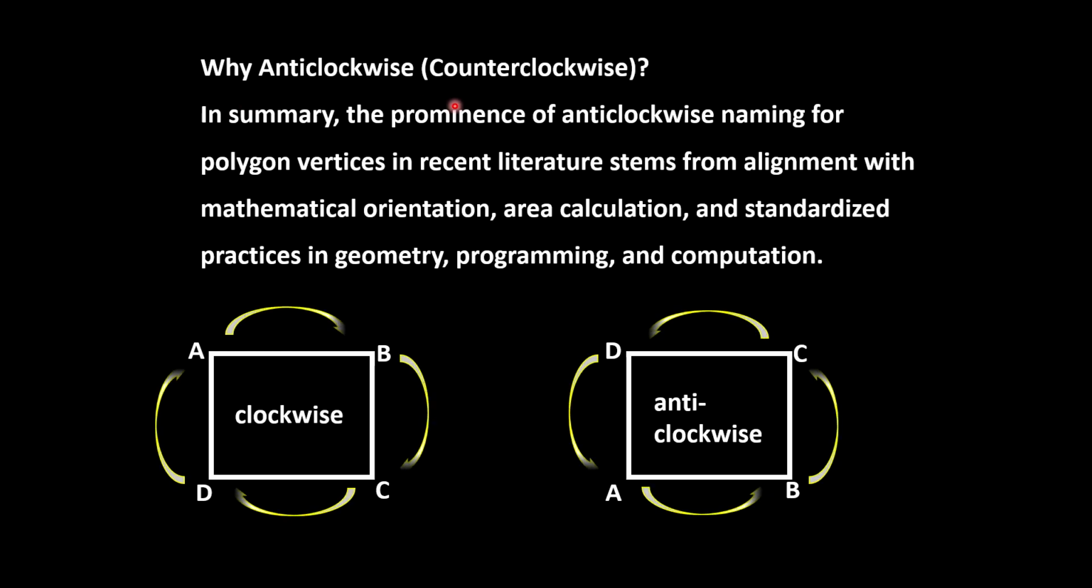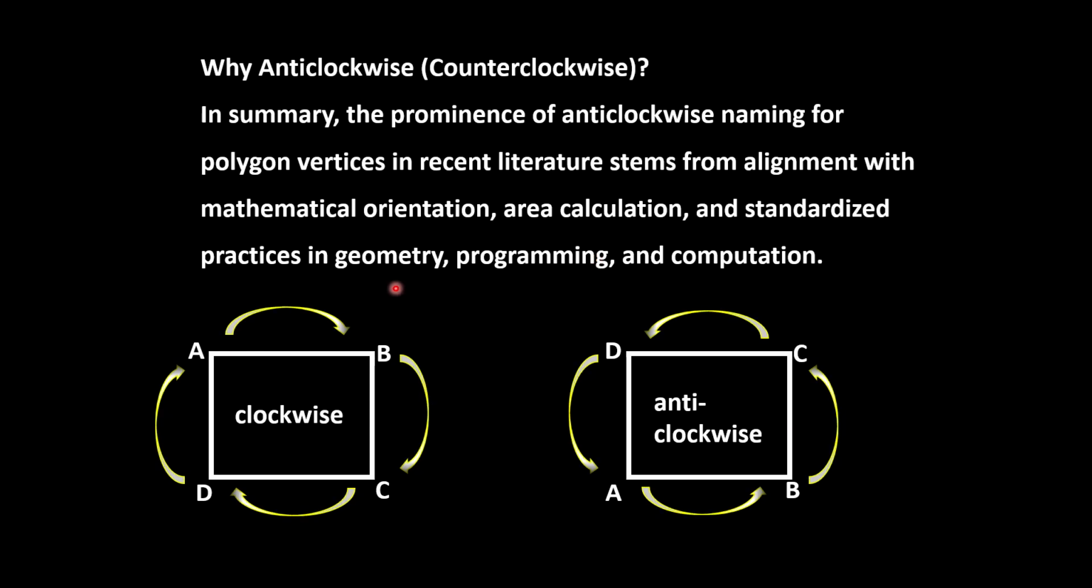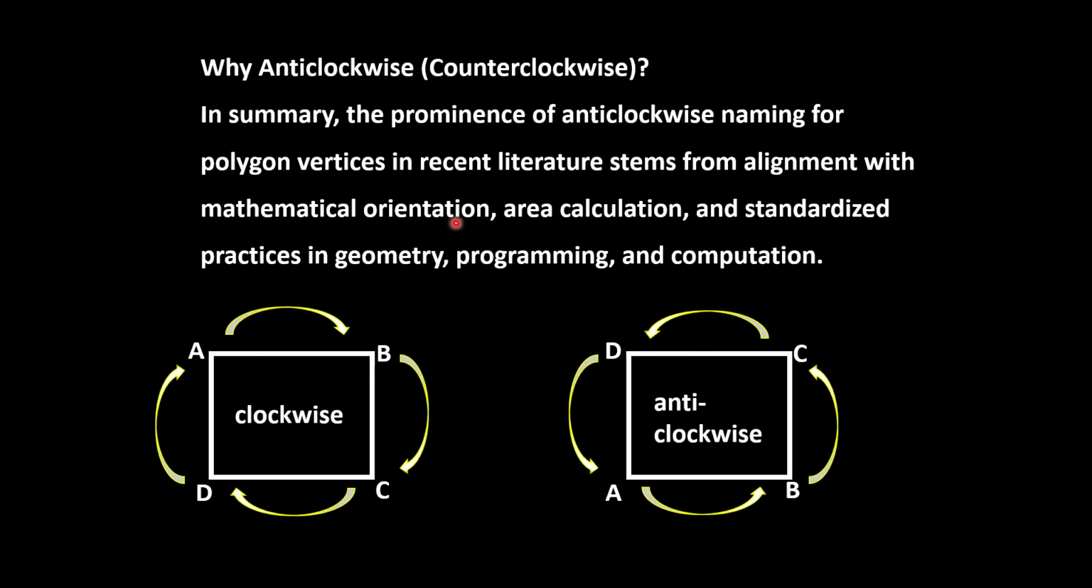So why anti-clockwise? The final summary. The prominence of anti-clockwise naming for polygon vertices in recent literature stems from alignment with mathematical orientation, area calculation, and standardized practices in geometry, computer programming, and computation. So we want to standardize them and make a consistent system. So that's why we prefer the anti-clockwise system.